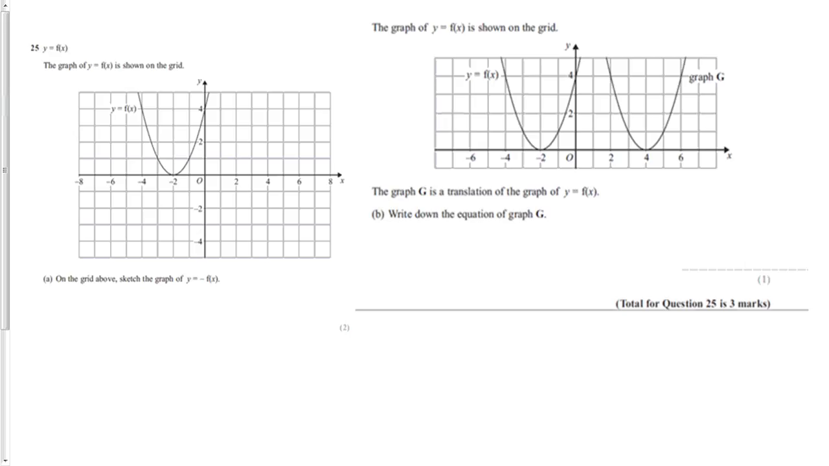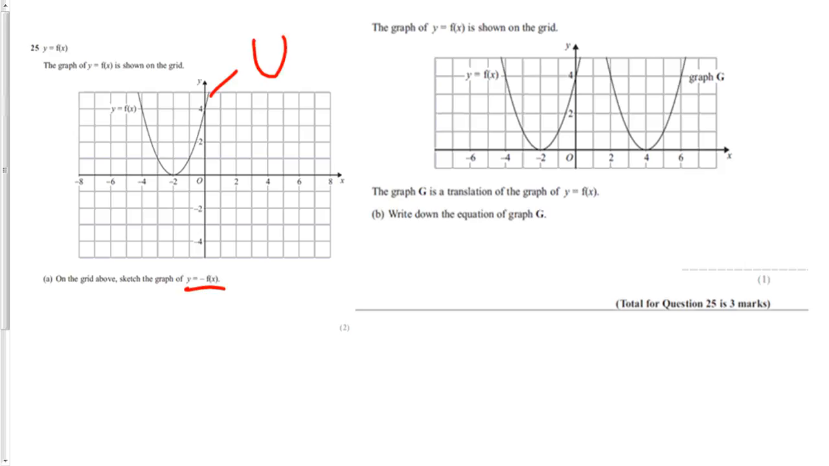Okay, this one comes up, I'd say once every 3 or 4 exams, and it's transformation of graphs. So what we've got here is we've got to sketch a graph of y equals minus f of x. So f of x is just a function of x. It's just something that happens to x. So in this case, our function makes it look like the letter u.